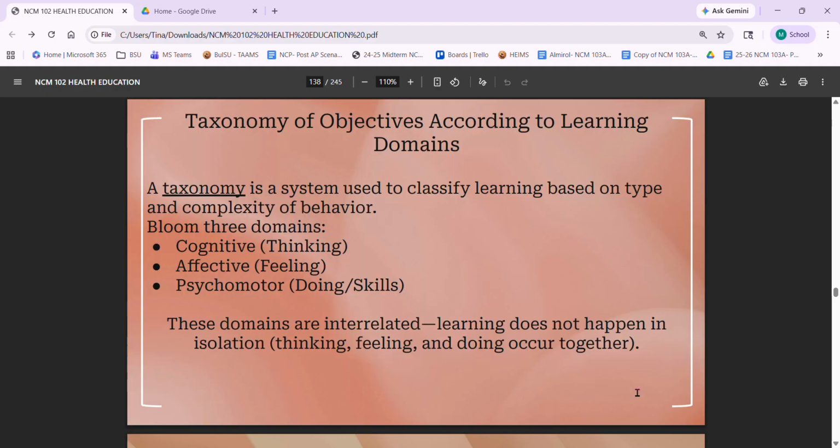Okay, so again, nakita nyo na naman po ang Bloom's three domains in terms of learning. So this is the taxonomy of objectives according to the learning domains. So when you say taxonomy, it is a system used to classify learning based on the type and complexity of the behavior. Again, yung kay Bloom, you have your cognitive, affective, and psychomotor. Okay, so these domains are interrelated. Learning does not happen in isolation. So yung tatlong to works hand in hand.